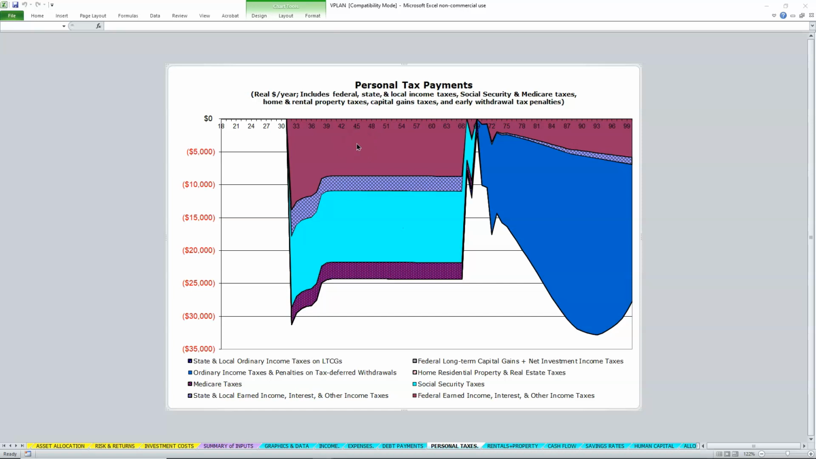Their state income taxes are in the light blue hatched area. Their Social Security employment taxes are in the light blue area. And their Medicare tax payments are in the dark maroon area with the small dots. Note that their federal and state tax payments decline in the first few years of their plan.